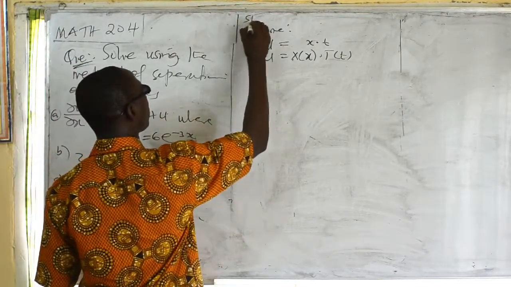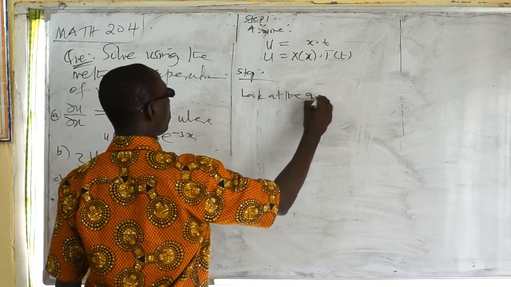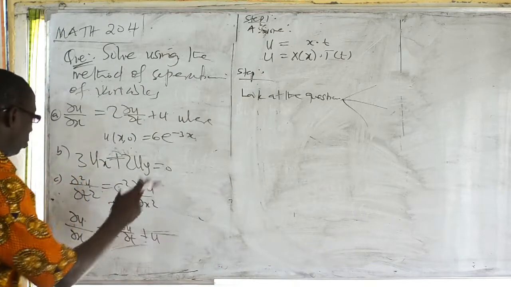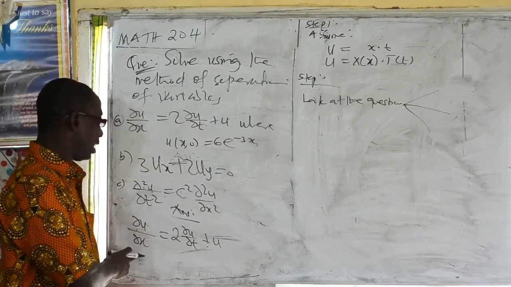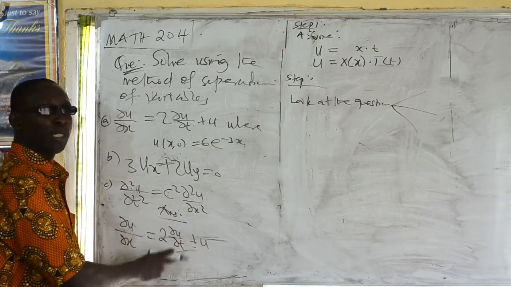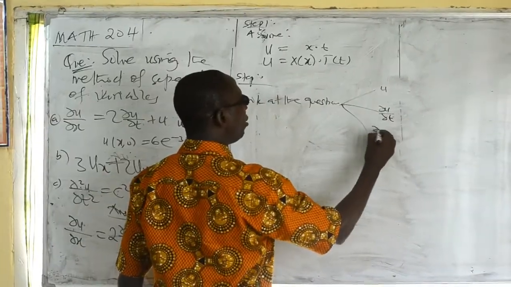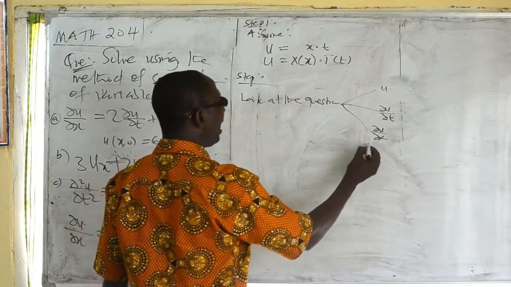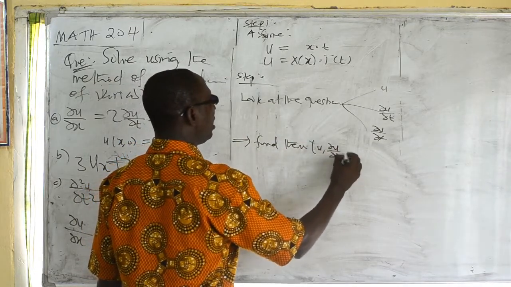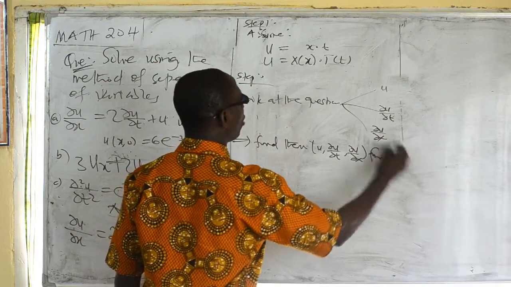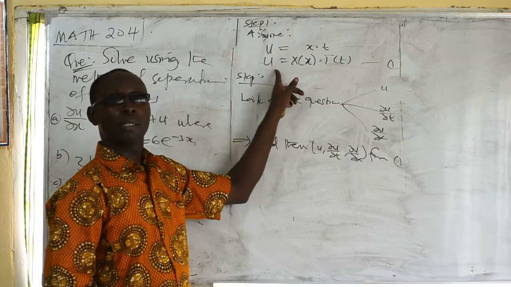So this is step 1. Step 2, look at the question. The question has certain ingredients inside. The question has u, the derivative of u with respect to t, and the derivative of u with respect to x. So that tells you to find them. That is u, du/dt, du/dx from step 1. So it means that find u from step 1. U is already here. So we are done.